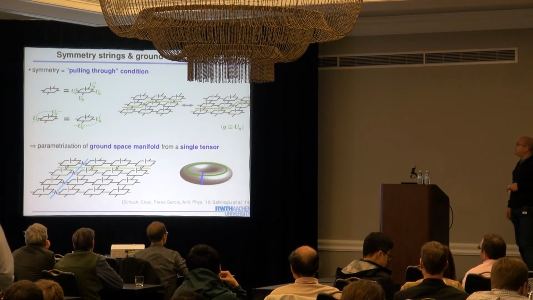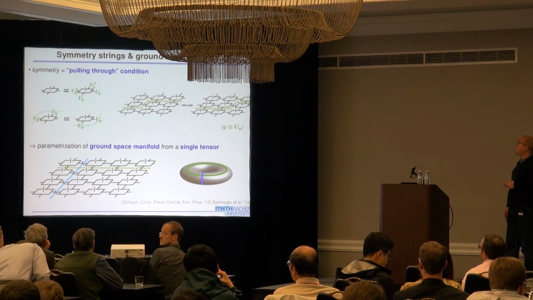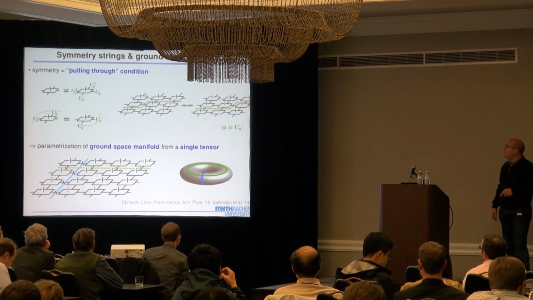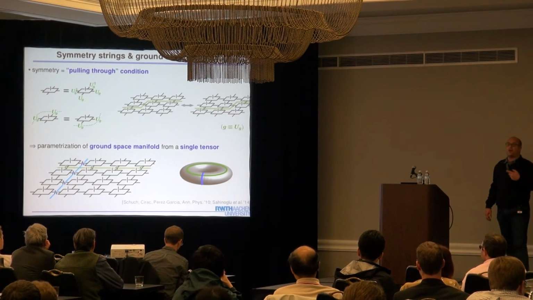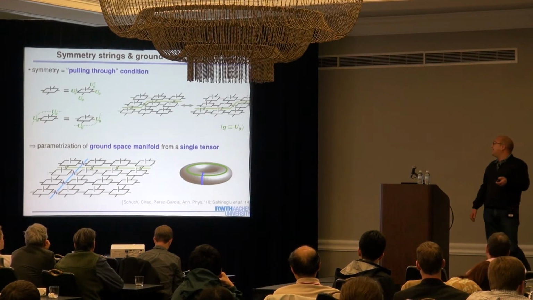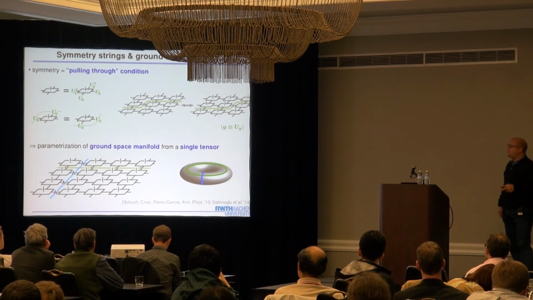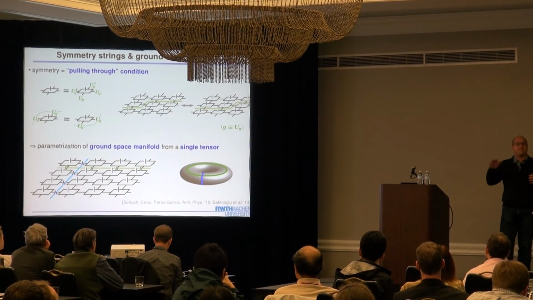And this actually gives us a parametrization of the ground state manifold of our system, for instance, because what we can now do is put one symmetry string going around the torus in this direction, and a second string going around the torus in the other direction, and you see these strings can be freely moved. The claim is that's a new ground state.